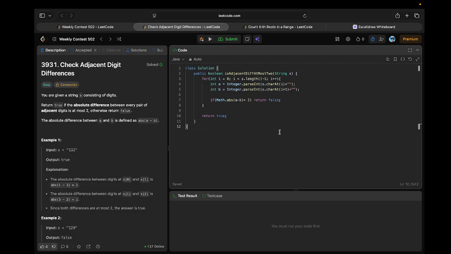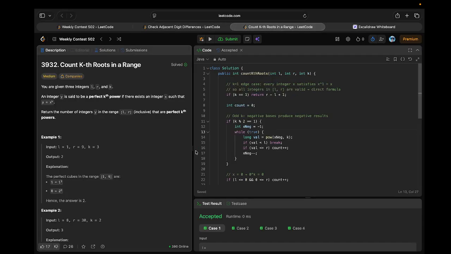If you see the code, it's pretty simple. I have just iterated over the string and I'm checking every adjacent pair, and if at any point the difference becomes more than 2, then I'm simply returning false. Otherwise I'm returning true, because if we haven't seen anything more than 2, it means all the values satisfy our condition, right? So this is the first problem. Let's move to the second one.